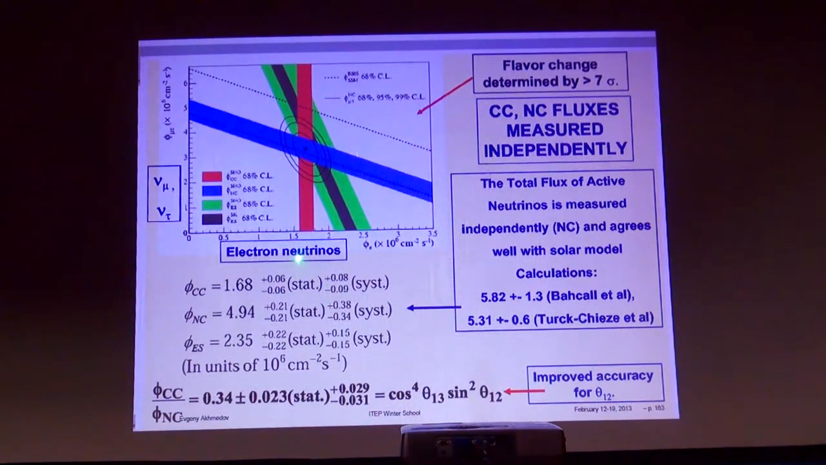And you see that all three bands from different experiments intersect in the same region. Any two bands would generally intersect in one region, and that's not a big surprise. But now all three of them intersect in one region, and this region corresponds to the non-zero value of muon and tau neutrinos. This is a very beautiful consistency check of all the solar neutrino experiments coming from the SNO collaboration.